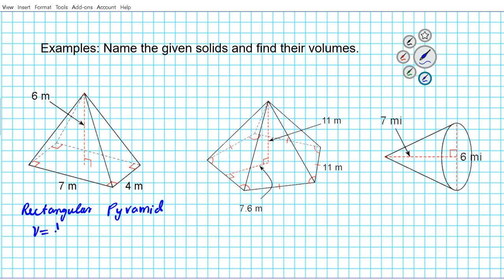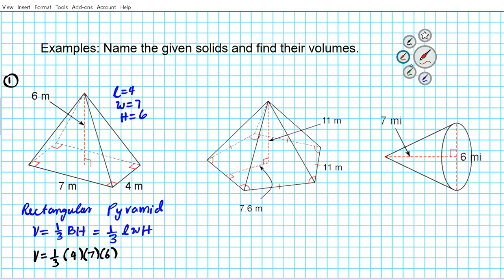Okay? Alright, so let's find the volume. Volume is 1/3 big B times H. In this particular case, it's a rectangle, so it's going to be 1/3 length times width times height, as we discussed earlier. So let's list everything that we know for this particular problem. For this one, L is 4, W is 7, and the height or altitude is 6. So we just plug that into the formula, okay? So the volume is going to be 1/3 of L, which is 4 times 7 times 6, like that.